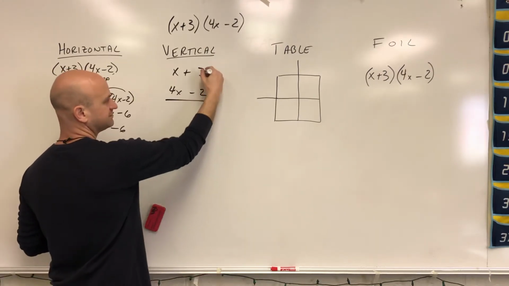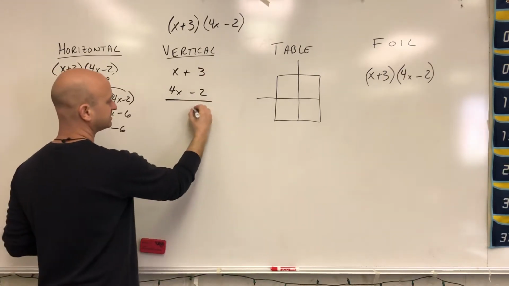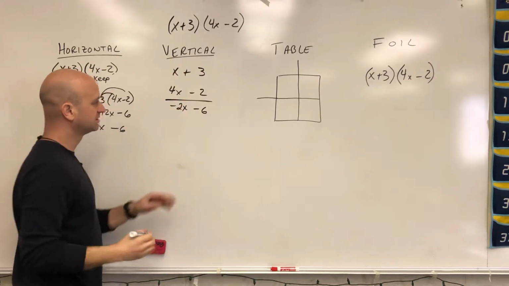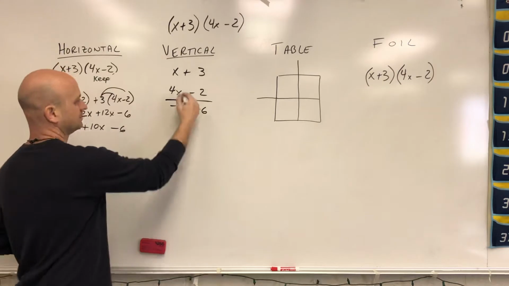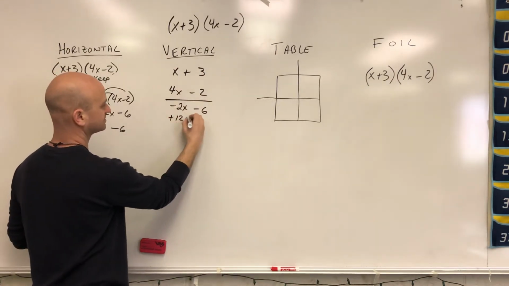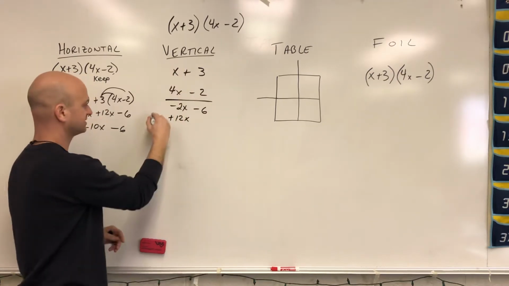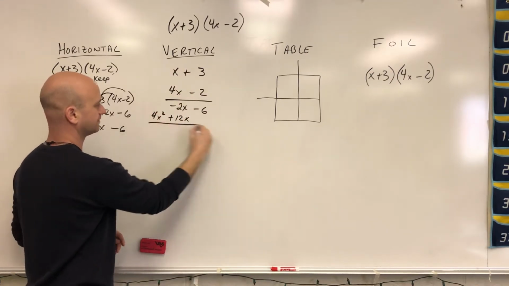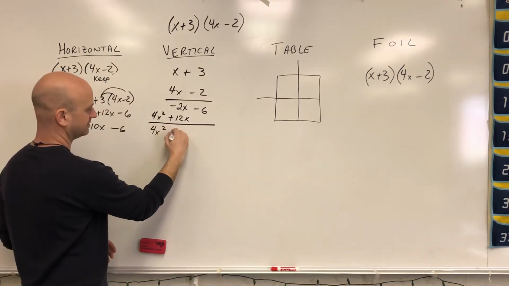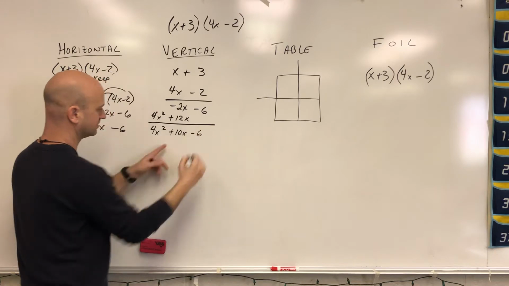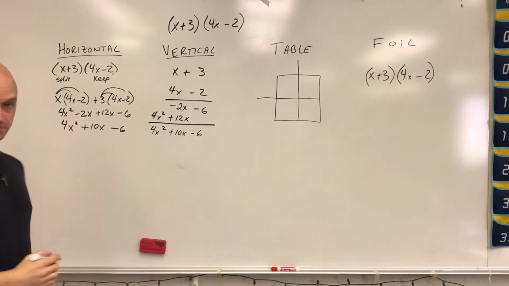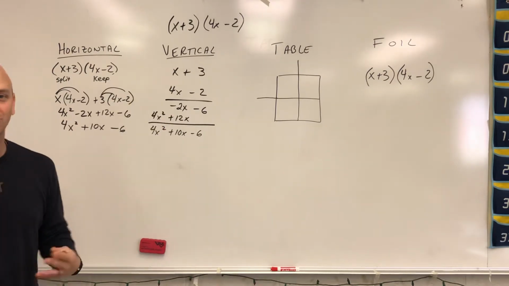So negative 2 times positive 3 is a negative 6. Negative 2 times x is negative 2x. Now we're going to space over here, and we have 4x times 3 gives us a positive 12x, and then 4x times x would give us 4x squared. Now we just vertically add, and we get 4x squared plus 10x minus 6, which is the same exact answer we got using the other method. And we should get the same answer with all these methods.